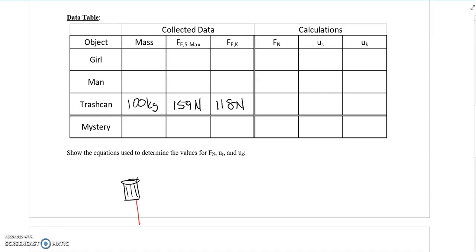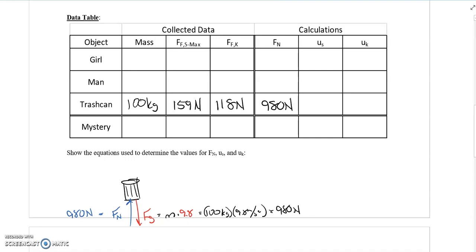I've got gravity down. It's not accelerating vertically, so whatever my weight is must match my normal force. And my weight is always equal to the mass times the acceleration due to gravity, which is 9.8. In this case, that's 100 kilograms times 9.8 meters per second squared, and I get 980 newtons. And if that's 980 newtons, then the normal force must also be 980 newtons in the other direction. So I can write that in here. I've now calculated the normal force to be 980 newtons.